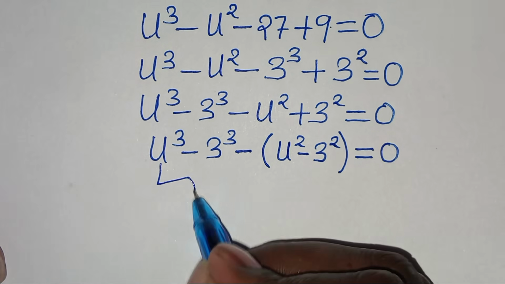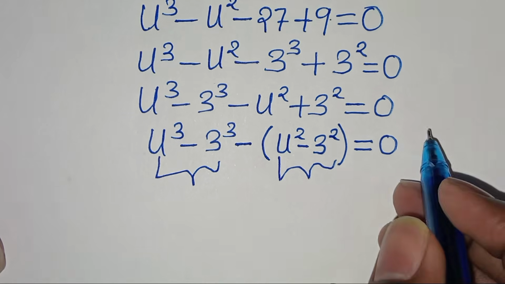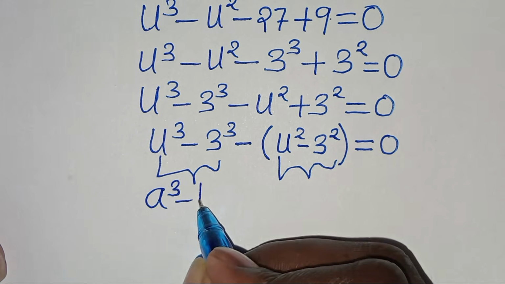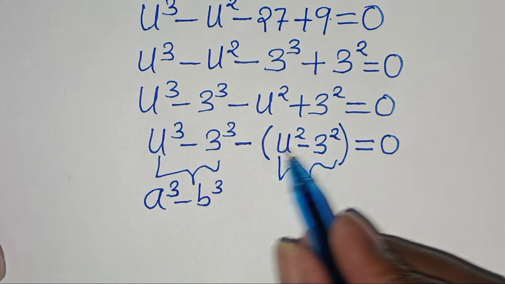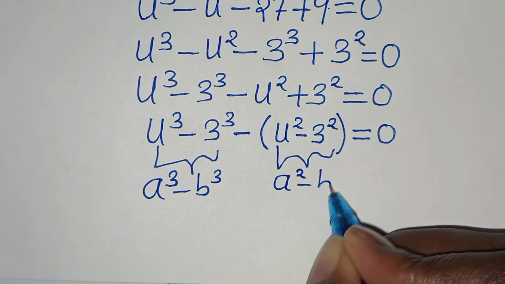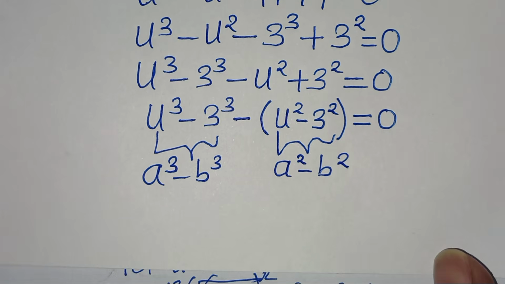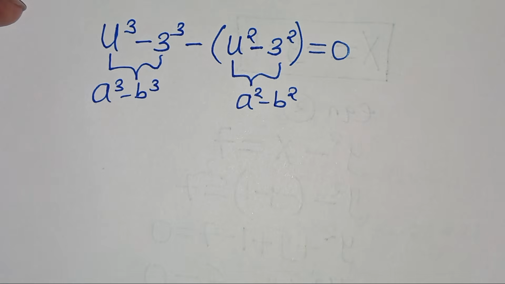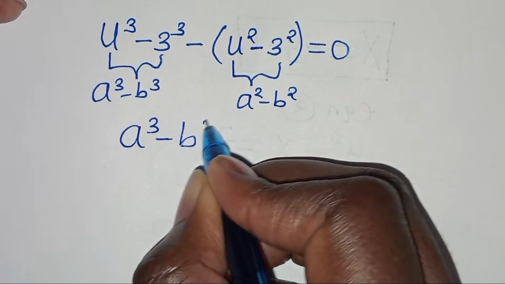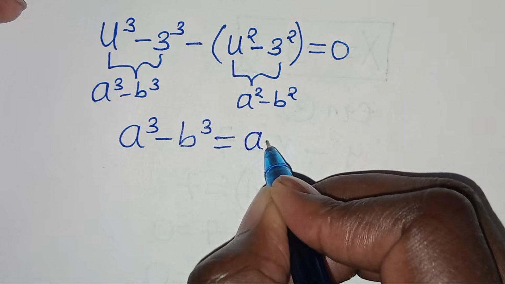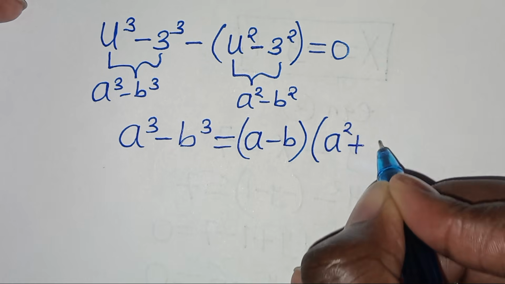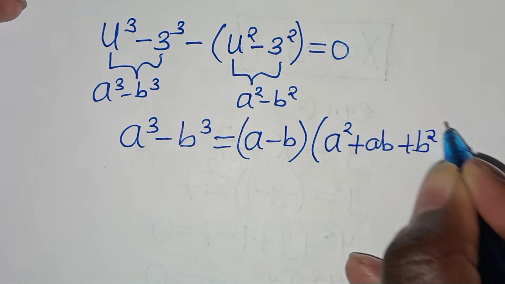So we have got two parts here. The first part is the difference of two cubes, expressed as a to the power of 3 minus b to the power of 3. And the second part here is the difference of two perfect squares, expressed as a squared minus b squared. Now the difference of two cubes, a to the power of 3 minus b to the power of 3, we can express as a minus b, in the parentheses, a squared plus ab plus b squared.